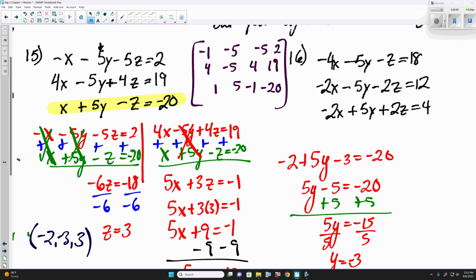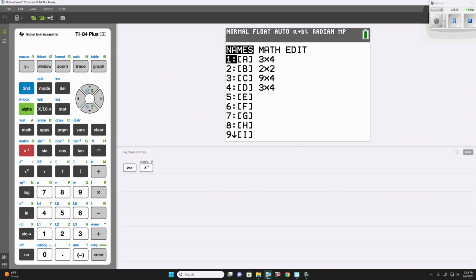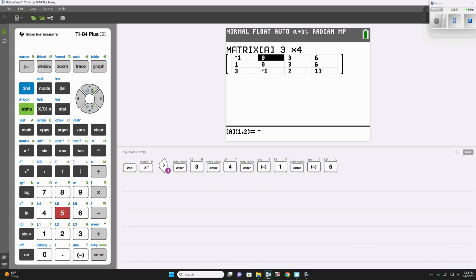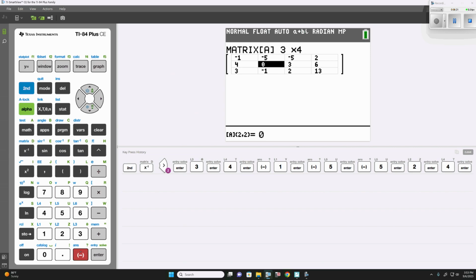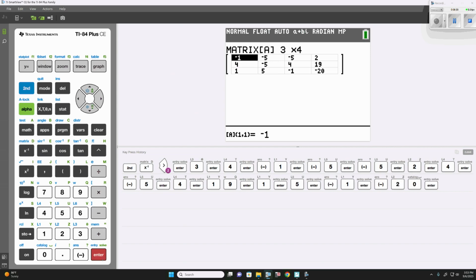And now we can plug it into the graphing calculator. Now when we plug this into the graphing calculator, the first thing we need to do is type the matrix in. So we're going to go second matrix, over to edit. Now it is a 3 by 4, and we'll type the matrix in. So we'll have negative 1, negative 5, negative 5, 2, 4, negative 5, 4, 19, 1, 5, negative 1, negative 20. Now we have the whole matrix typed in.